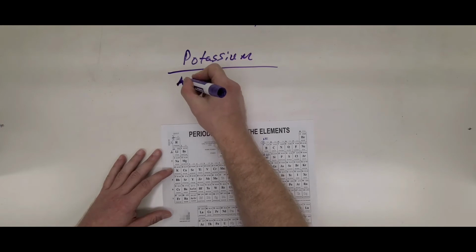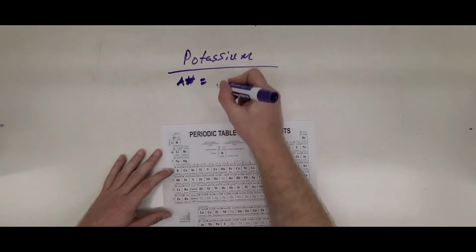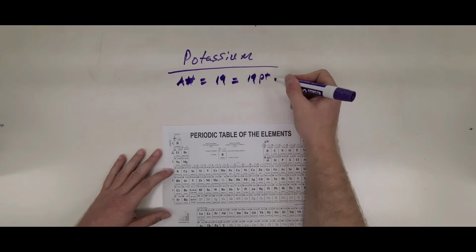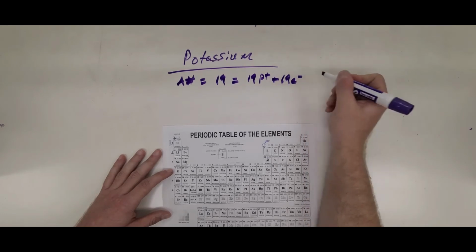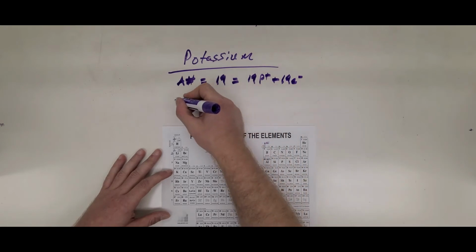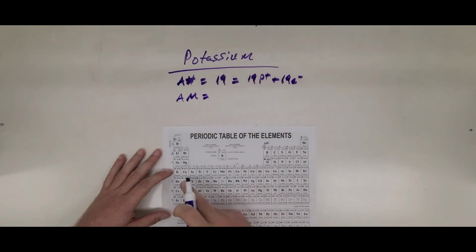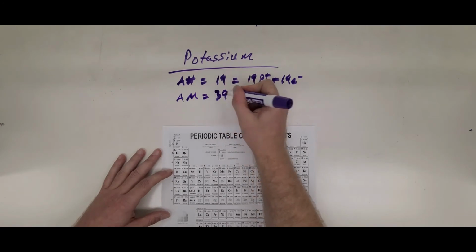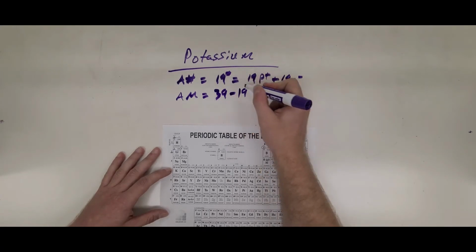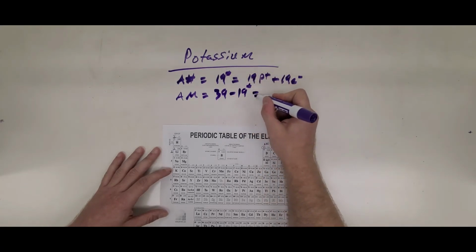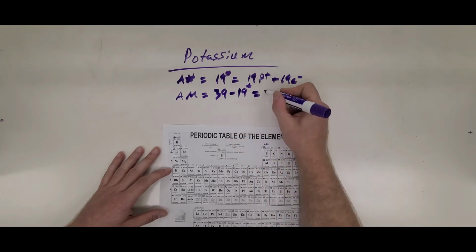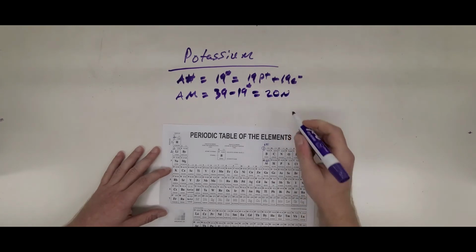Okay, potassium has an atomic number of 19, which means it's going to have 19 protons and 19 electrons total. Okay, next one we're going to look at is the atomic mass, and that is 39. We'll subtract the atomic number from that, minus 19. That's where that came from. That gets us, let's see here, 20 total neutrons. Okay.